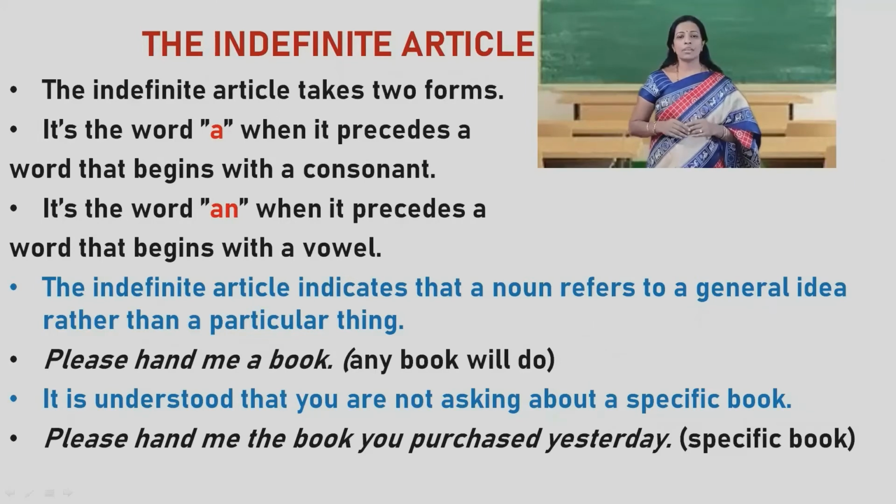Now, the indefinite article generally refers to a general idea and is not at all specific or particular. It does not point to one particular thing, but is spoken more in a general manner. For example, if we take up the sentence, "Please hand me a book." When we say "hand me a book," that means it can be any book. Here, the indefinite article a shows that the noun book is not at all specific in nature. It can be any book.